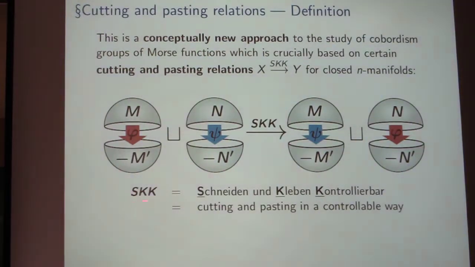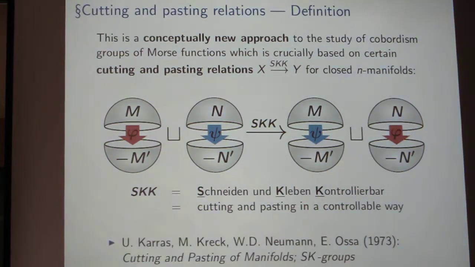This is called SKK relation. It comes from a German description, which means cutting and pasting in a controllable way. And this kind of relation has first been considered actually by Janich in work on index theory of elliptic operators, but a very nice write-up of the more general and more systematic theory can be found in the following manuscript, which is due to Karas, Keck, Neumann, and Osser from the 70s. And they studied this kind of relation.